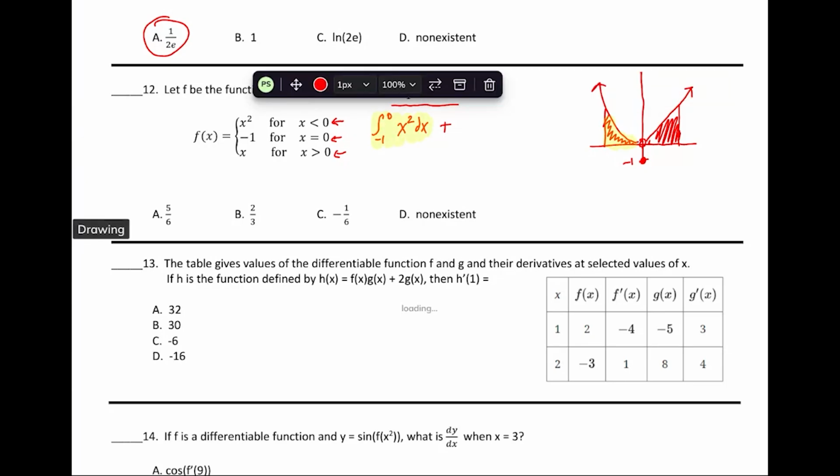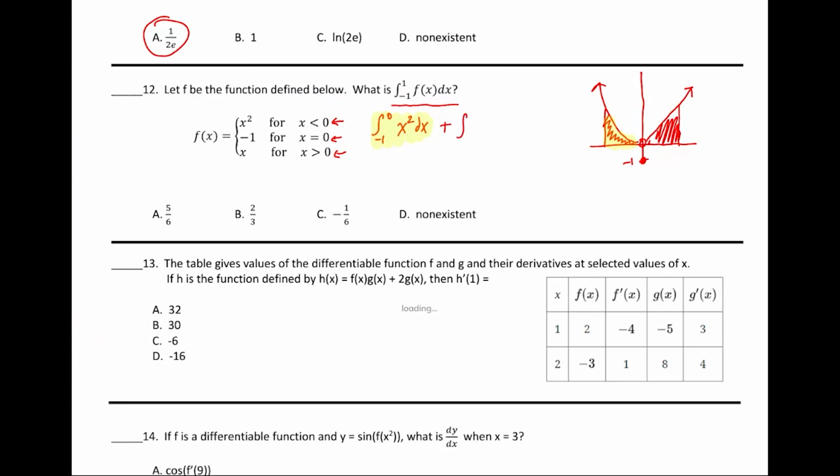And then for that middle piece, we know this is going to have an area of 0 because we're just going from 0 to 0. So this is going to have no area. Okay, so there's really no area right here. It's just a one-dimensional line segment, plus the area between 0 and 1. And we'll use x for that.